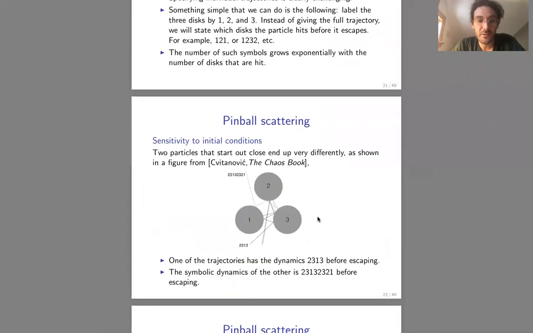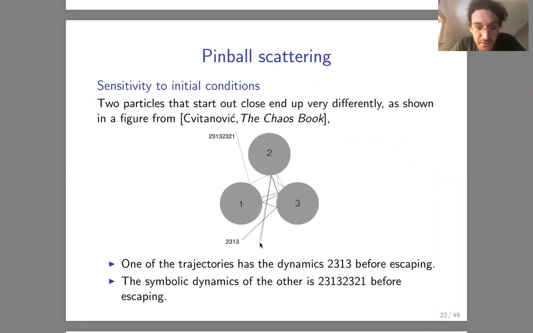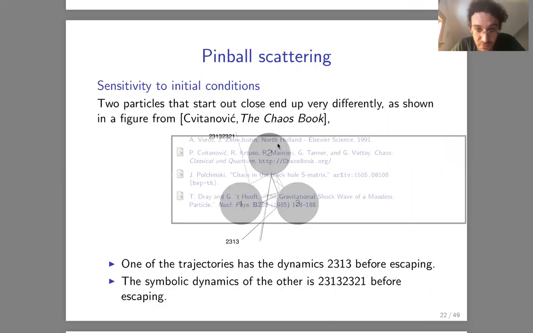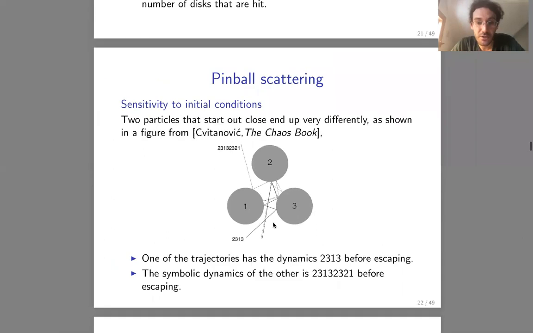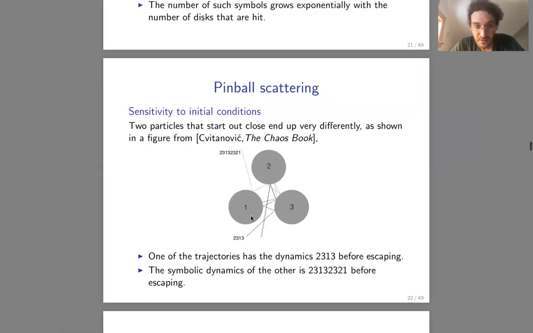And here's a picture that I took from Cvitanović's book. So here are 2 different initial conditions, the solid line and the dashed line. The solid line has dynamics 2, 3, so it hits disk 2, then 3, then 1, then 3, and then it leaves. On the other hand, the dashed line starts off very slightly separated. It again hits disk 2, then 3, then 1, 3, 2. And now you can see it hit 2 in a significantly different place from where the solid line hit it. Now it hits 3, 2, 1, and then it escapes. So this small change led to a different sequence, and it leaves in a completely different location.